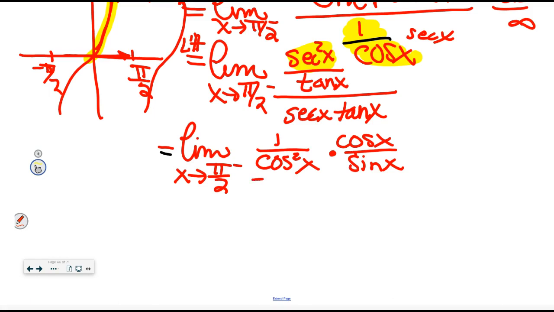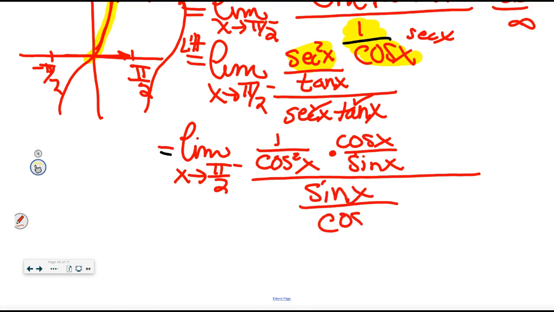On the bottom, I have a 1 over cosine times a sine over cosine. So I'm just going to go sine over cosine squared. I haven't made any mistakes yet, have I, guys? Am I good? You can finish it off. Write this as a single fraction, cosine over cosine squared sine, and then multiply by the reciprocal. Go from there. I think it's going to work out nice. Do you have to L'Hopital it again? No. What do you end up getting? 1.